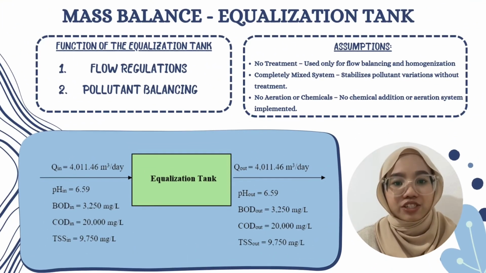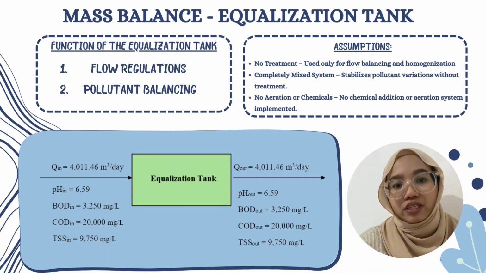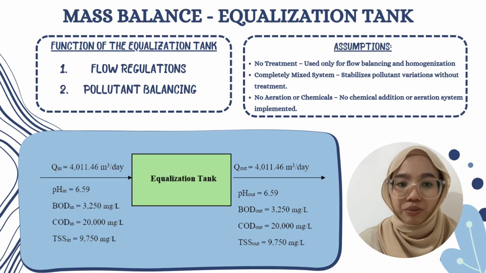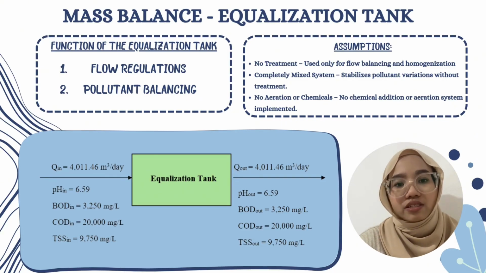The primary functions of the equalization tank include flow regulation, which helps to balance the fluctuation in wastewater flow. Next is pollutant balancing, which stabilizes the variation in contaminant concentrations. For the assumptions of this system, first, the equalization tank does not provide any treatment, meaning it is purely for flow balancing and homogenization. Second, it operates as a completely mixed system which stabilizes the pollutant variation without removing or altering them. And lastly, there is no aeration or chemicals added, to ensure that the wastewater remains unchanged in composition.